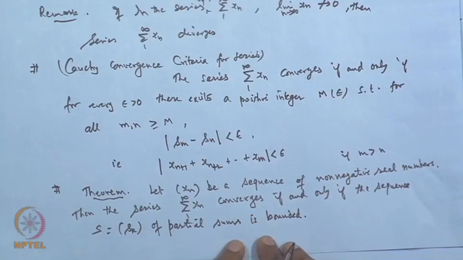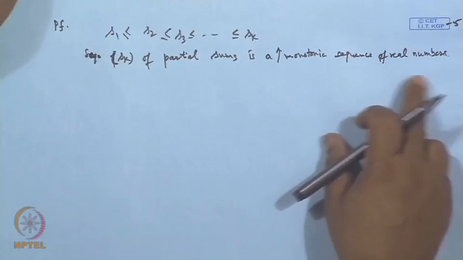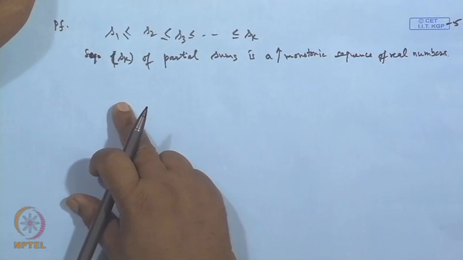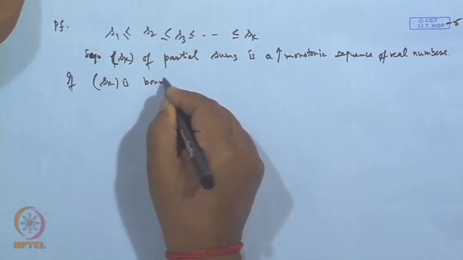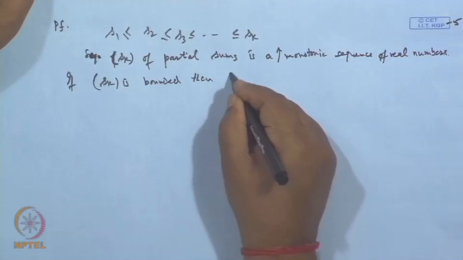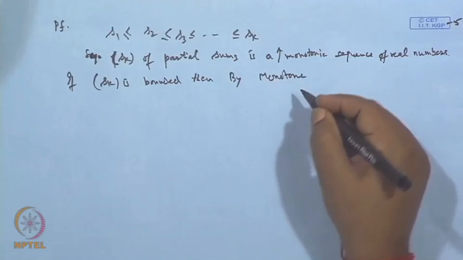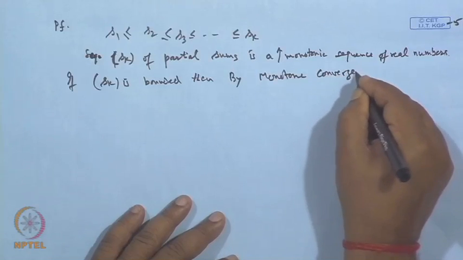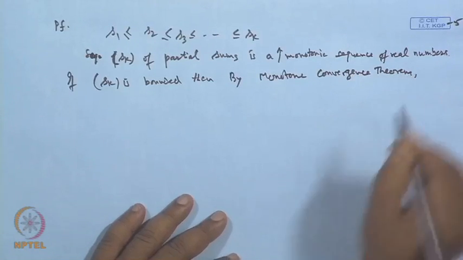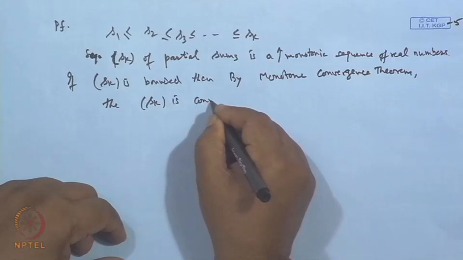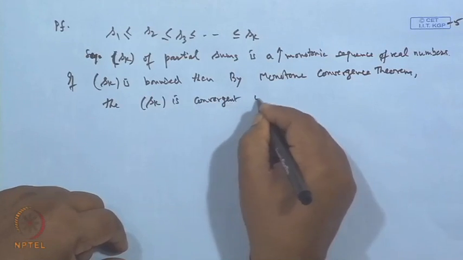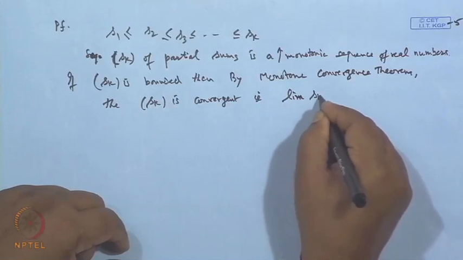and what is given is that the series is convergent. Suppose I take this part: if the sequence is bounded, then this monotonic sequence is bounded. So, once it is bounded, it has to be convergent. So, if the sequence S k is bounded, then by the monotone convergence theorem, the sequence S k is convergent, that is, the limit of S k exists.